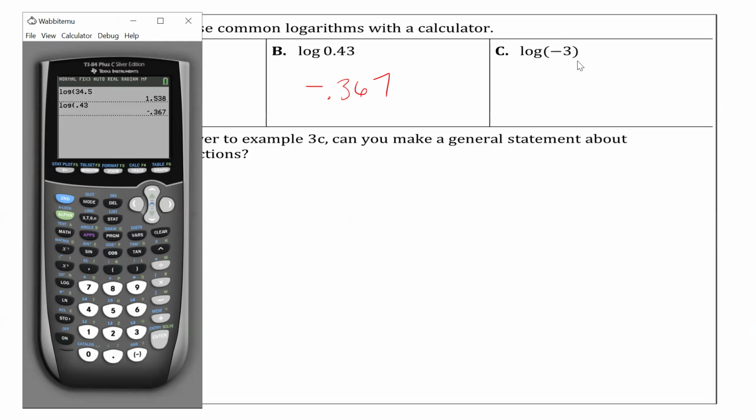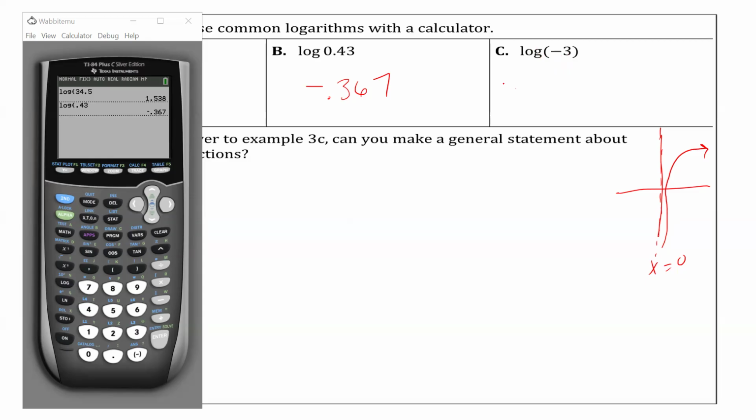Okay. The reason your argument can't be negative is, remember the log function? The log function has a vertical asymptote. Do you remember our parent functions? Your log function has a vertical asymptote at x equals 0. So the log function doesn't pass over into the negative. So your argument cannot be negative. So if you have a log with a negative argument, what does that mean?